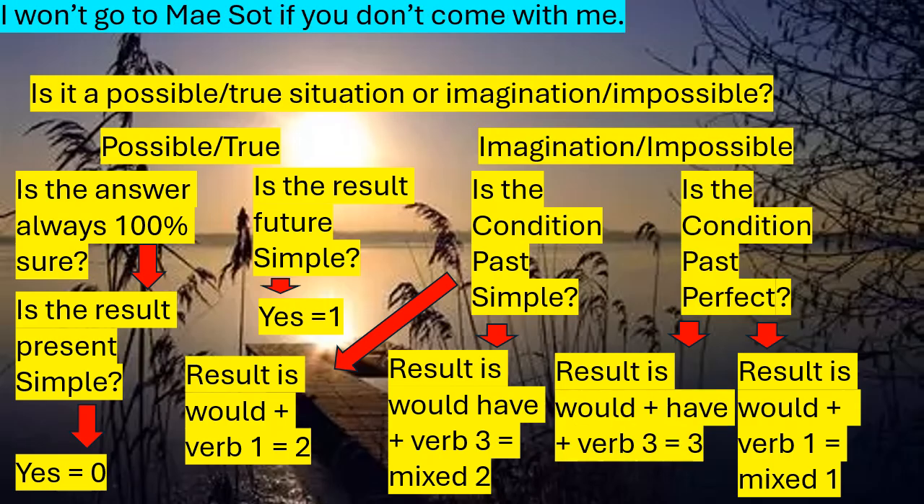I won't go to Mesa if you don't come with me. So first one, is this possible or true or imagination? And it's possible or true. Is the answer always 100%? No. Is the result future simple? I won't go to Mesa. So this is another one where the conditional part is at the end, if you don't come with me. And the result is at the beginning, I won't go to Mesa. So won't go, that is future simple. So we are into this one, and yes, it is a type 1 conditional.